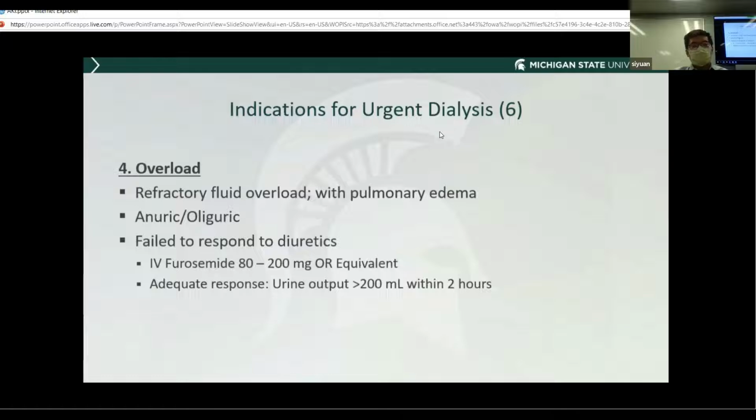So number 4, fluid overload. Not all patients with fluid overload require dialysis unless they are refractory. They have acute pulmonary edema, require a really high amount of oxygen, and are anuric or oliguric. When a patient is overloaded, you can try a trial of Lasix or diuretics. You can give 80 to 200 milligrams of IV furosemide or equivalent and see whether they respond to the diuretics. If they have a urine output of more than 200 within 2 hours, that means they respond, and then you might not need to send them for urgent dialysis.